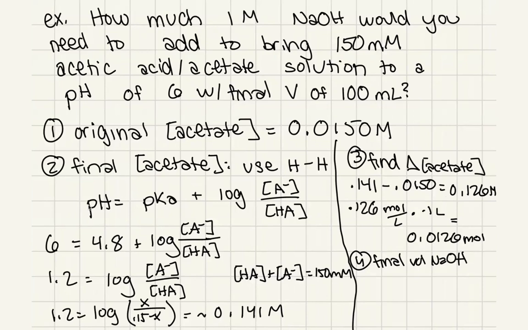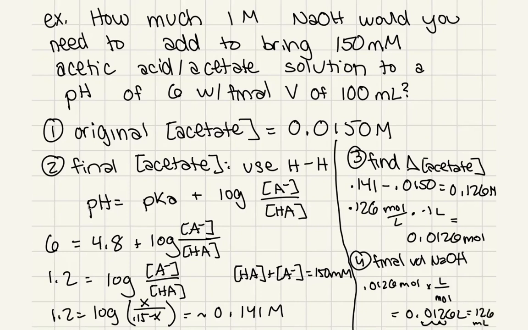But we don't have moles on our bottle of NaOH, we have the concentration. We have a concentration of 1 molar, which makes things easy. We do 0.0126 moles times 1 liter per mole, dividing by the concentration, and we get 0.0126 liters. If we move our decimal point three places, that's about 12.6 mLs.